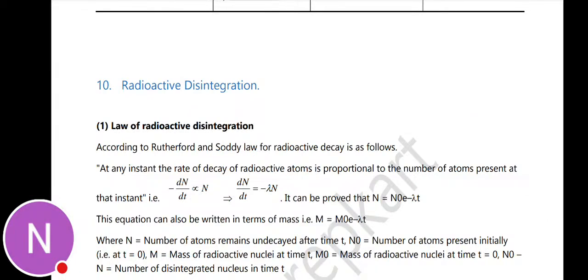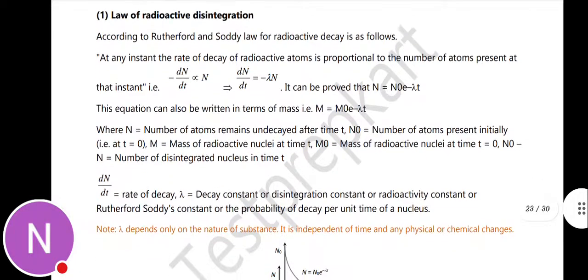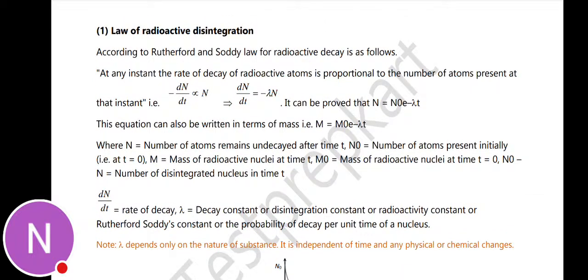Next is radioactive disintegration. The law of radioactive disintegration: according to Rutherford and Soddy's law for radioactive decay, at any instant the rate of decay of radioactive atoms is proportional to the number of atoms present at that time. This is the formula. It can be proved that N is equal to N naught e to the power minus lambda t. This equation can also be written in terms of mass as M is equal to M naught e to the power minus lambda t. Here N is the number of atoms remaining undecayed after time t.